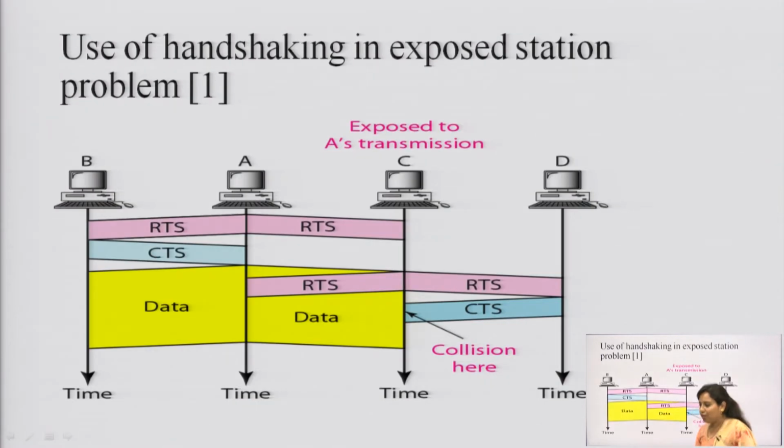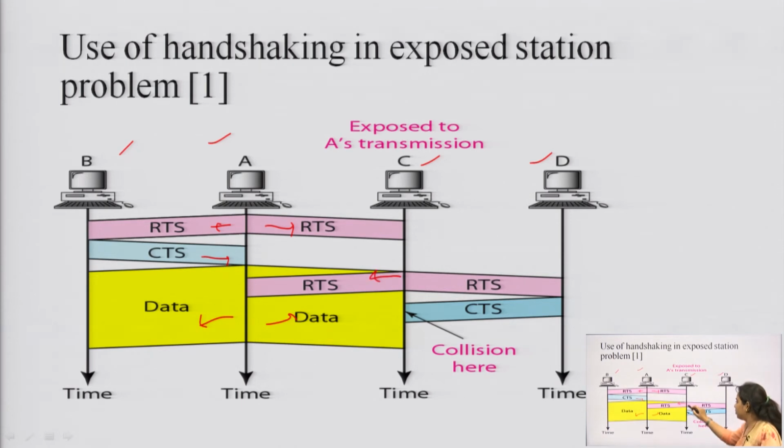Now, next is the use of handshaking in the exposed station problem. How is the handshaking done to resolve this problem? As you can see, there are 4 stations connected as per the previous diagram: station B, station A, C and D. A request to send will be sent from A to B and C equally. Then clear to send will be sent from B to A, and the data will be transmitted from A to B and A to C. Now, C will see the data because it is present in the same cell as station A.